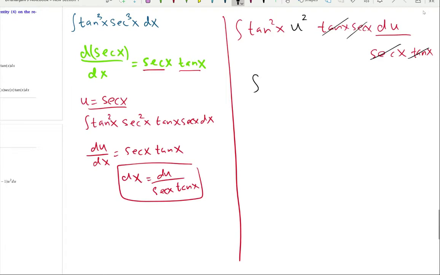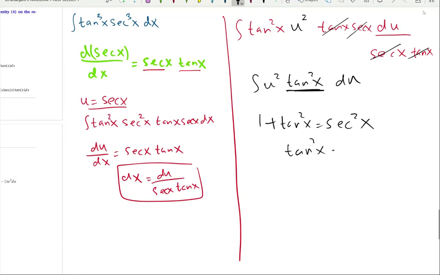So what we have here is to integrate u times tangent square x du. Now we cannot afford to have x terms here because our integral is in terms of u. You are integrating in terms of u. So how can you get rid of tangent square? We use the Pythagorean identity, right? That's what we do when we have excess terms in these odd power cases. The Pythagorean identity is 1 plus tangent square is secant square. So tangent square is actually secant square minus 1, right?